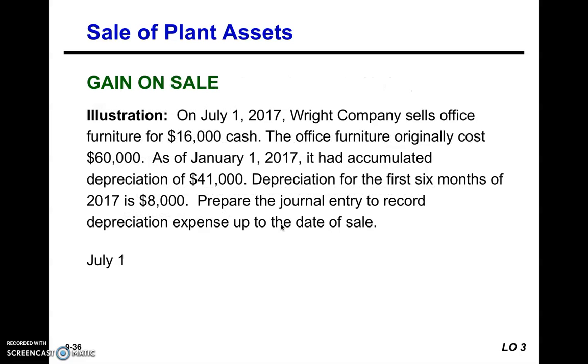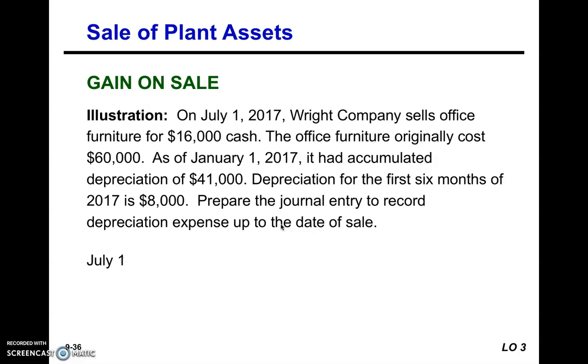Let's go over another example. On July 1st, 2017, Wright Company sells office furniture for $16,000 cash. That's the proceeds. So what is happening? It's in the middle of the year. After 6 months of usage in 2017, we're selling the asset. Original cost was $60,000. As of the beginning of 2017, it had an accumulated depreciation of $41,000.